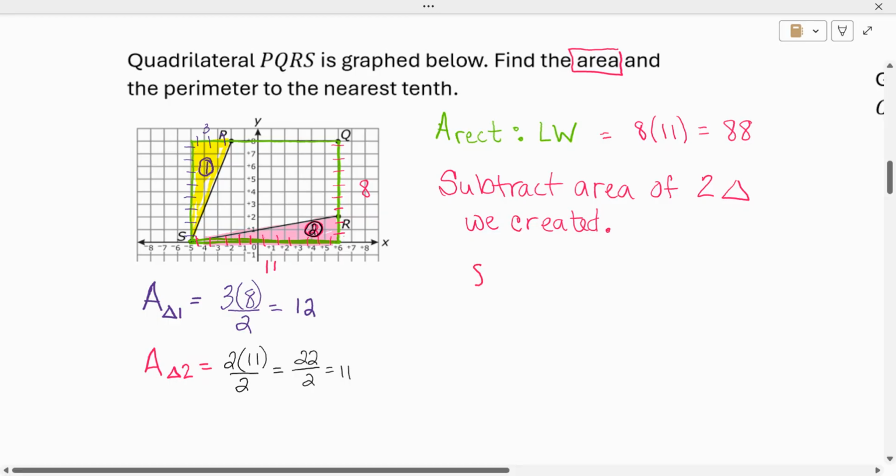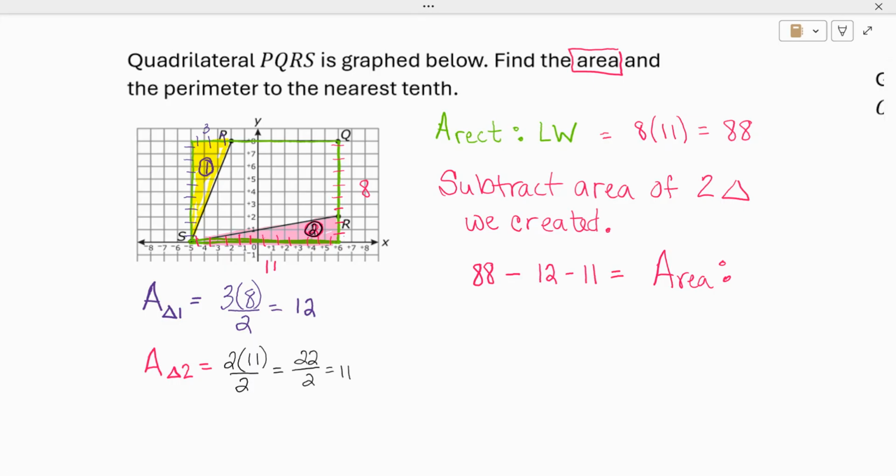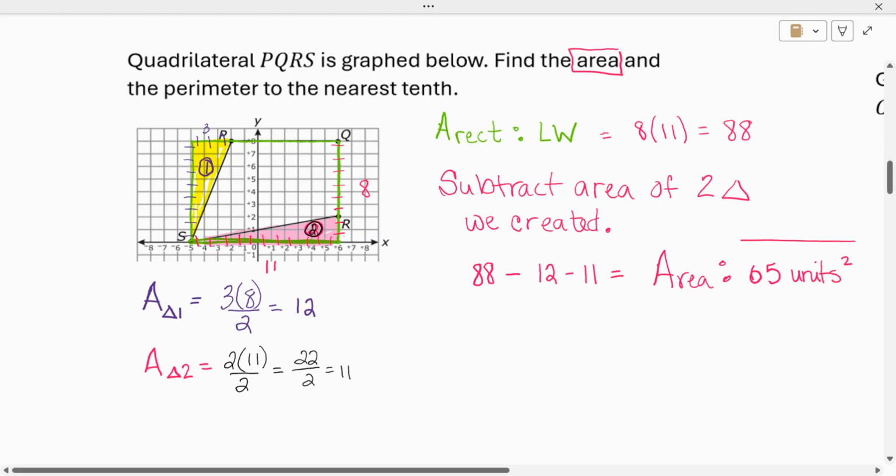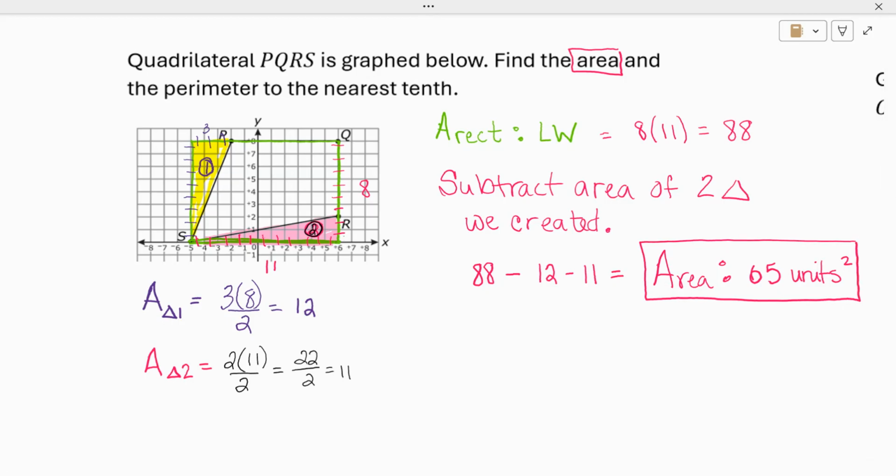So the area of the rectangle minus the area of the first triangle minus the area of the second triangle is going to give us the area of our polygon. So what'd you get, Lissandro? 65. So the area is 65 square units.